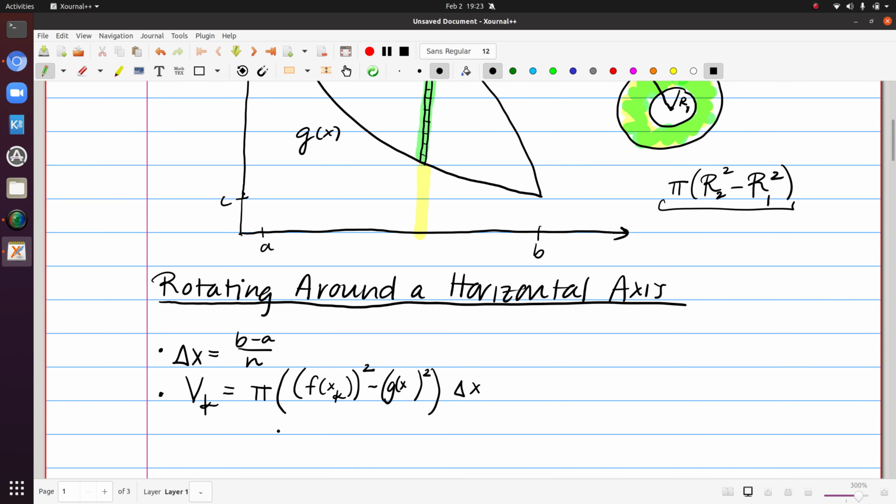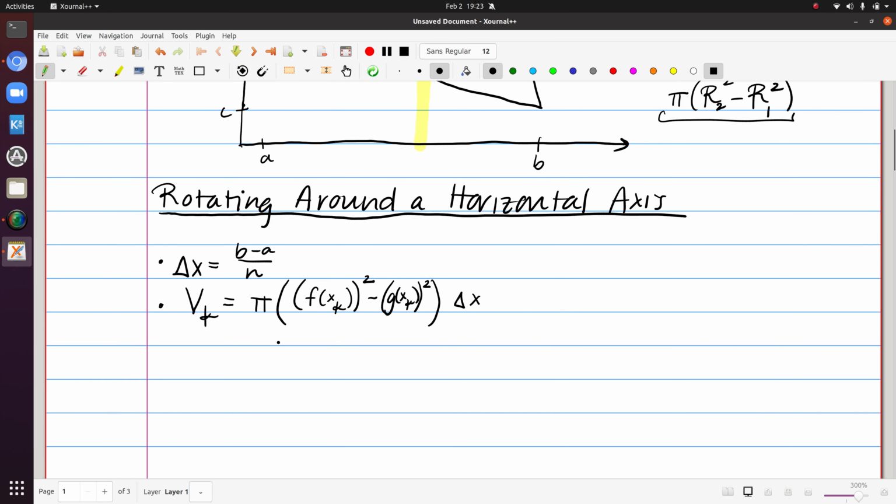Didn't leave a ton of room here. So now we're at the point where we can see that my volume then would be approximately the sum of these washer volumes.